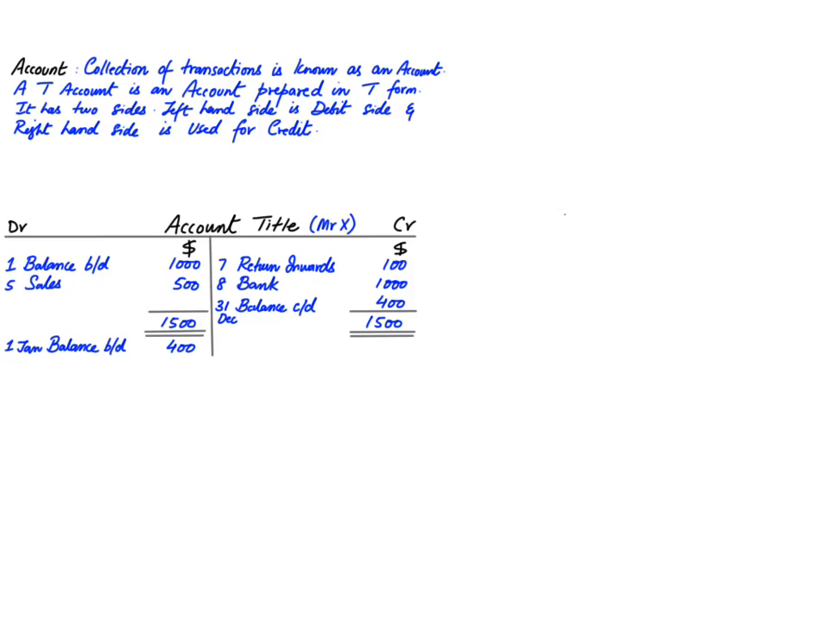Now this was a T account. Let me explain it to you once again. At the start of the year, our customer Mr. X owes us 1000. Then in this month we have sold goods to him worth 500. Now we ask him for 1500.